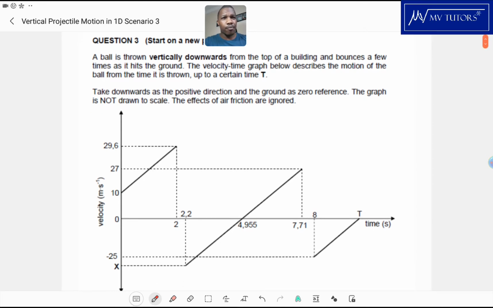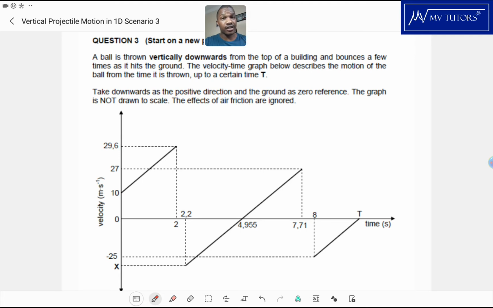So it says a ball is thrown vertically downwards from the top of a building and bounces a few times as it hits the ground. The velocity time graph below, so this is a velocity time graph, right? Describes the motion of the ball from the time it is thrown up to a certain time t. So time t is that final time there. Take downwards as a positive direction.